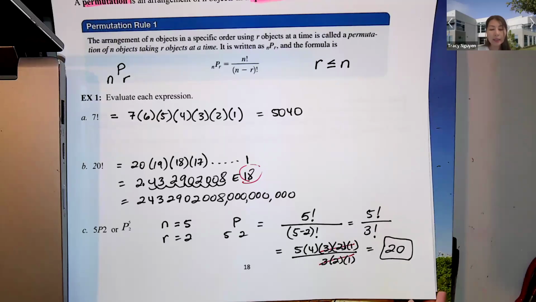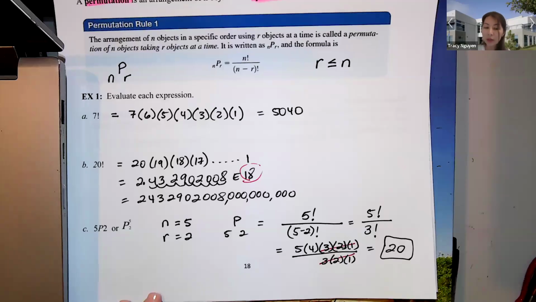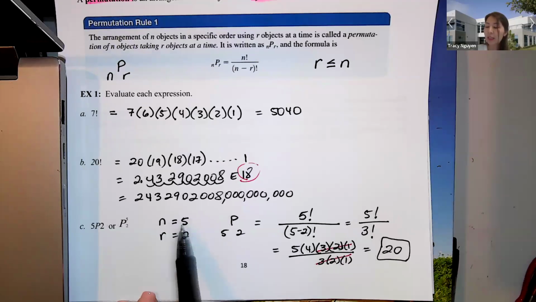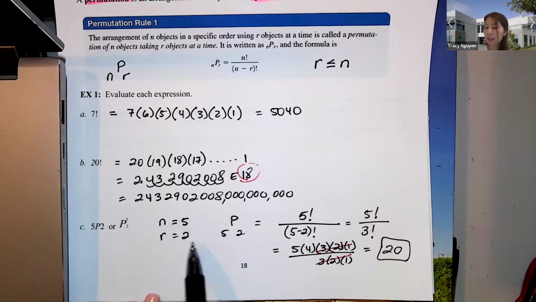Another way is to use the permutation function on your calculator to do the computation. So how do we do it on our calculator? We key in the value of n first, then we select our permutation, then we key in r. Here's what I mean by that.